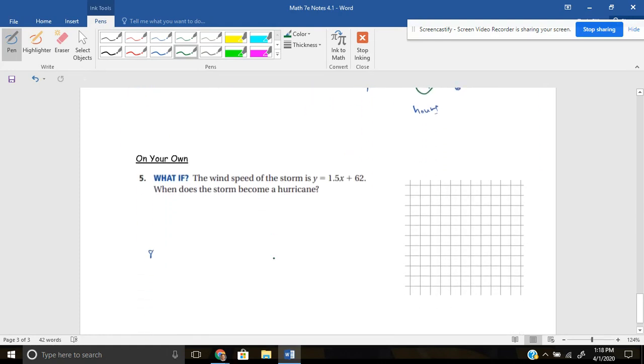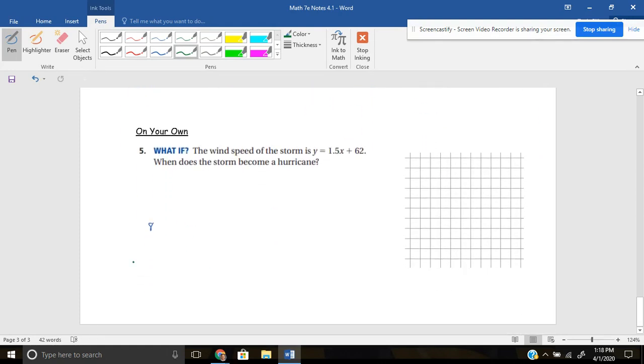Lastly, please pause the video here for the last on your own. All right, it says, what if the wind speed is y equals 1.5x plus 62? When does the storm become a hurricane? Hopefully you had a chance to graph that. I'm not going to graph it just for time's sake here, but you should come up with 8 hours after it enters the Gulf of Mexico.